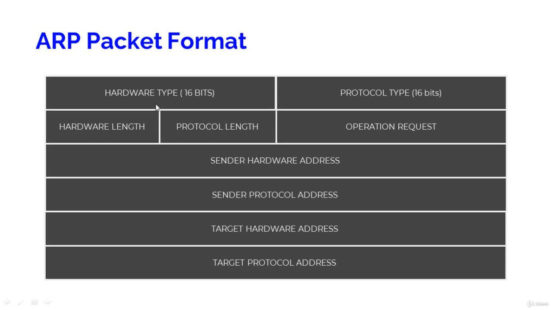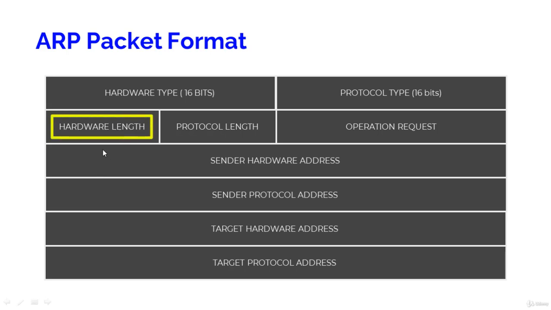So let us have a look at the ARP packet format. Hardware type. This specifies the kind or the type of hardware used by the local network for transmitting the ARP messages. The next is the protocol type. It is used to assign a fixed number in this field. IPv4 has the number 2048.